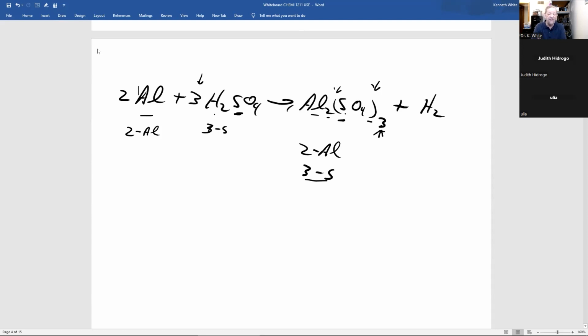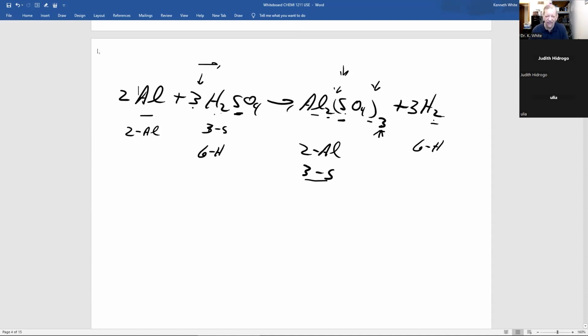Well, all I have left is oxygen and hydrogen. So going this way, it doesn't matter which, I'll do hydrogen next. Here I have 3 times 2, 6 hydrogen. Here I have, well, none in this molecule, but I have 2 here. How do I get 3? Well, 2 goes into 6 3 times. So 3 times 2 is 6 hydrogen.